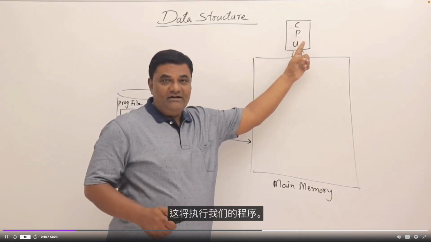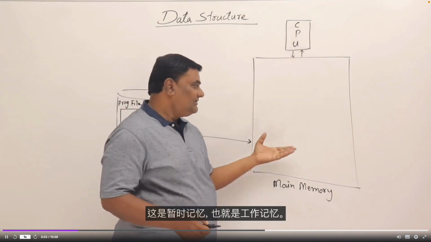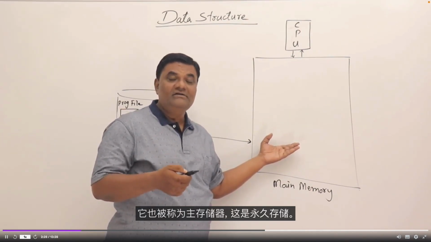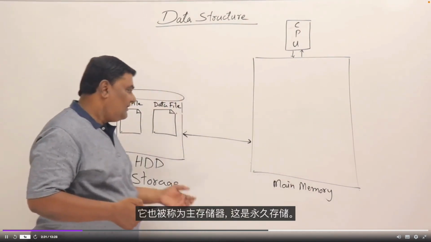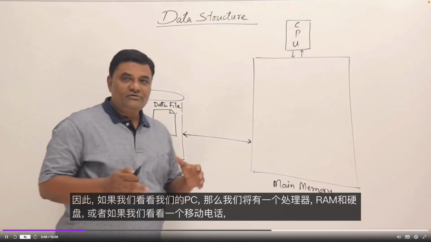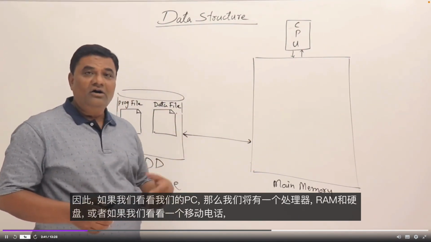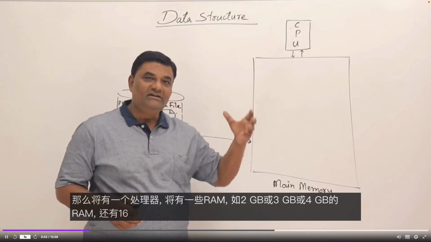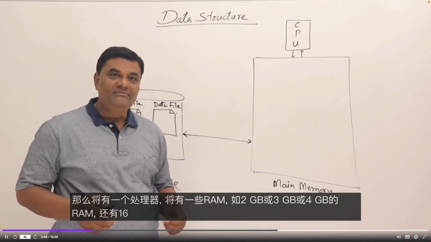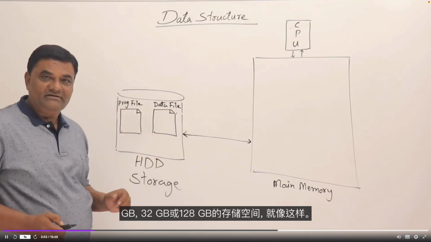This will execute our programs, that is, it is a processor, it will execute the instructions. And this is temporary memory, that is working memory. It is also called primary memory. And this is permanent storage. So if we look into our PC, then we will have a processor, RAM and hard disk. Or if we look into a mobile phone, then there will be a processor and there will be some RAM like 2 GB or 3 GB or 4 GB of RAM, and there is a storage of 16 GB, 32 GB or 128 GB like this.